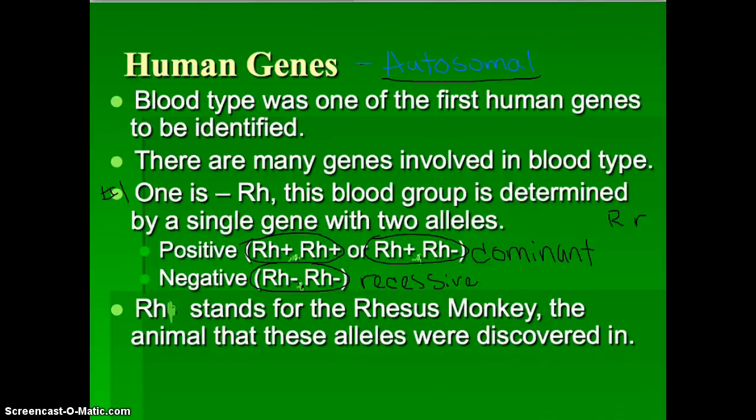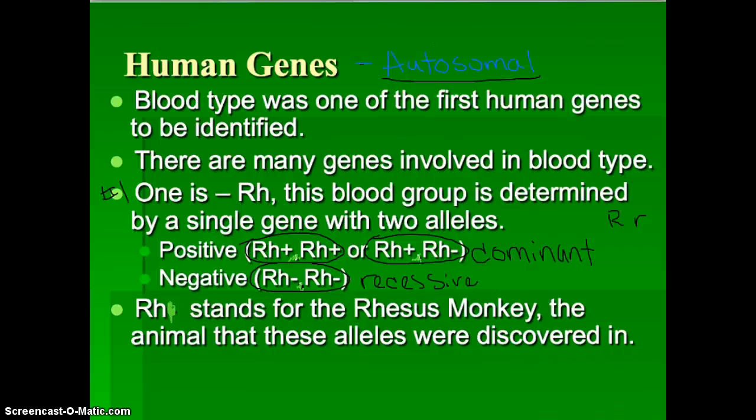And this came from the name for the rhesus monkey, the animal in which these alleles were discovered, and it gives us a little bit more information about your genetic code. So why does this matter? Why does it matter if you have positive? Why does it matter if you have negative?